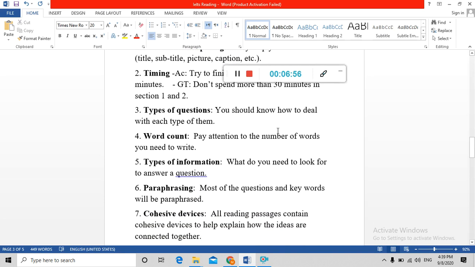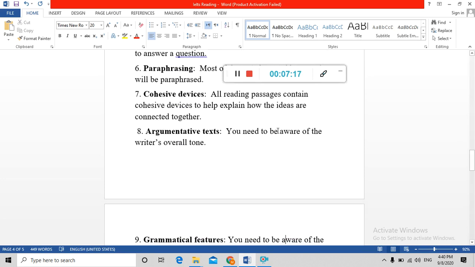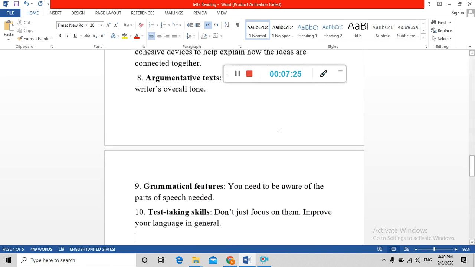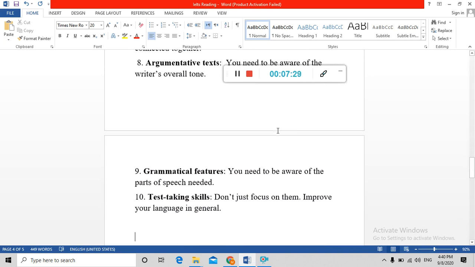Cohesive devices. All reading passages contain cohesive devices to help explain how the ideas are connected together. Of course, you can go and read about cohesive devices and how they relate or connect the passage together. Argumentative text. You need to be aware of the writer's overall tone. Grammatical features. Of course, you need to be aware of the parts of speech needed.